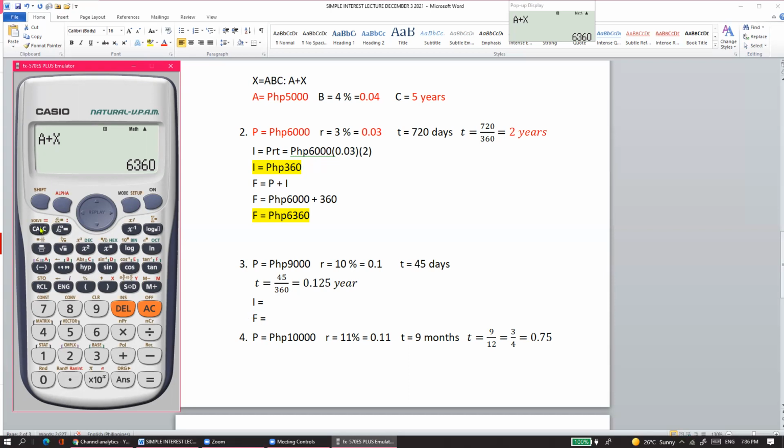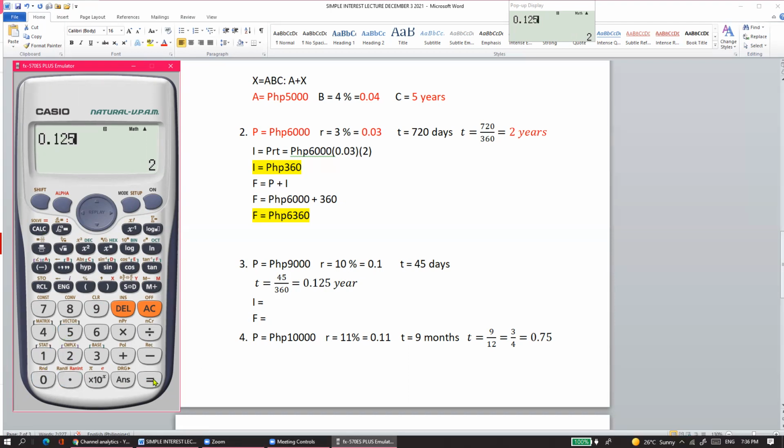So, I'll press the calc. And then, I'll press 9,000. Equal. The calculator will ask us about the value of B, and that is 0.1. So, I'll type 0.1. I'll press equal. The time is 0.125. Kasi kinonvert natin yung number of days sa years.